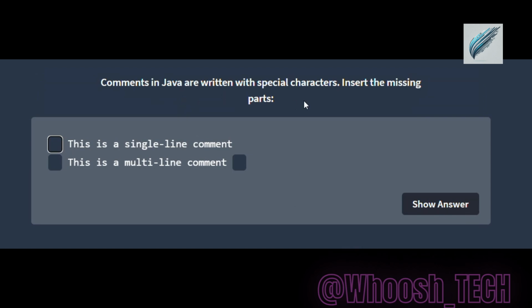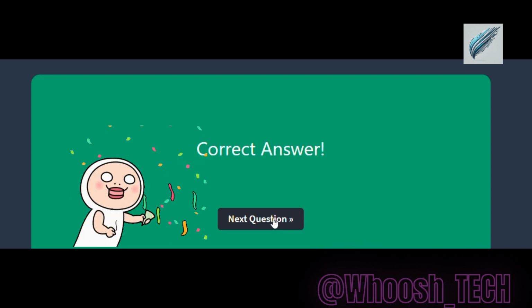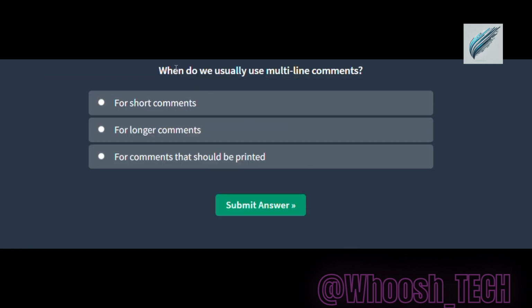Comments in Java are written with special characters. Insert the missing parts. For single line comments, we use the double forward slash, and for multi-line comments, we use forward slash then star, and for ending, we use star first and then forward slash. Another correct answer. Moving on to the next question.